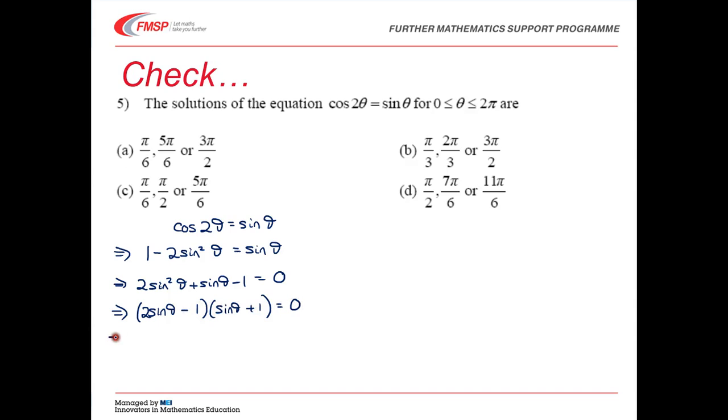And that gives us two options, either sine theta equals a half or sine theta equals minus 1. And from that we get that theta is either pi over 6, 5 pi over 6 from sine theta being a half, or, from sine theta being minus 1, 3 pi over 2.